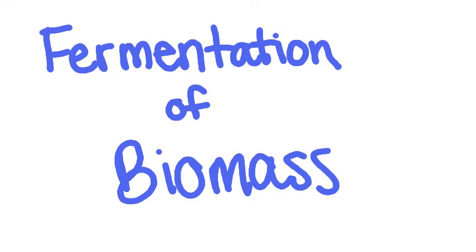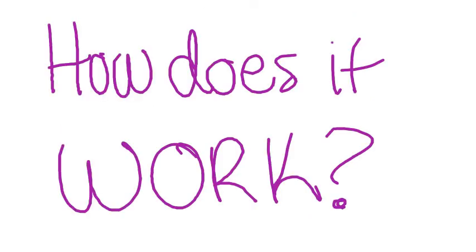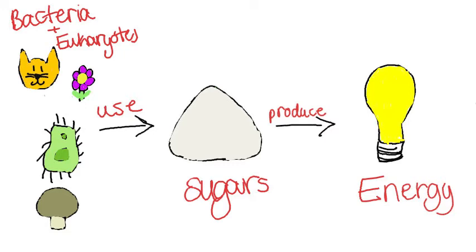Fermentation of biomass. Fermentation is ancient. It's older than plant life and even predates Earth's oxygen atmosphere. But how does it work? Bacteria and eukaryotic cells, which are all plants, animals, and fungi, use sugars like glucose to produce energy.